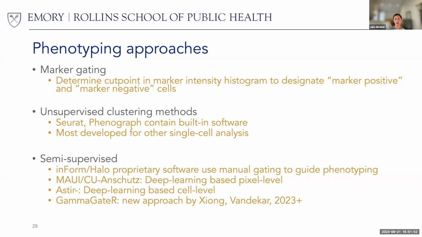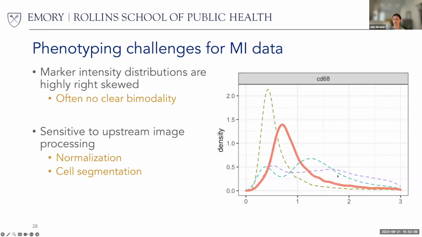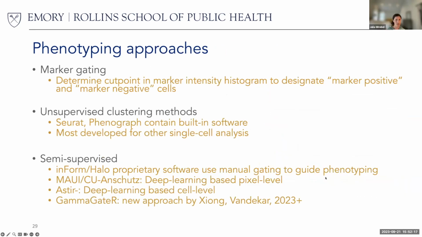And there are a couple different approaches to doing phenotyping. One is marker gating. And this is, I think, the approach typically taken by biologists in the past, where you just look at every single image or a collection of a couple different slides, and you just look at the marker densities and you just say, okay, I think that marker positivity starts at 1.5, and you just draw a line there. So that can be very manually intensive, and also it can be a little bit arbitrary. So as statisticians, we try to develop more automated approaches.